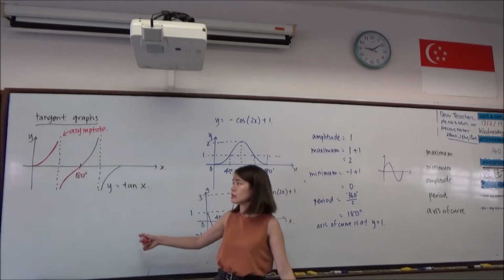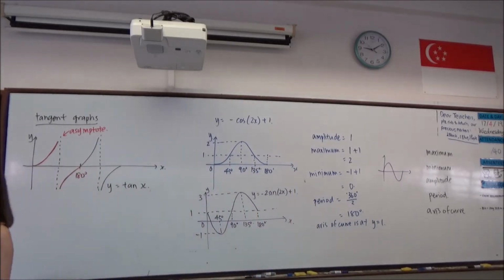Your concern for a tangent graph will be where the asymptote is going to be. So for the y equals tangent x graph, the very first asymptote will be at 90 degrees. Another important thing that you must label will be at 45 degrees. This is going to be at 1. This is something that you must do. The other one at 135 degrees is not necessary, but the first one you need to do.